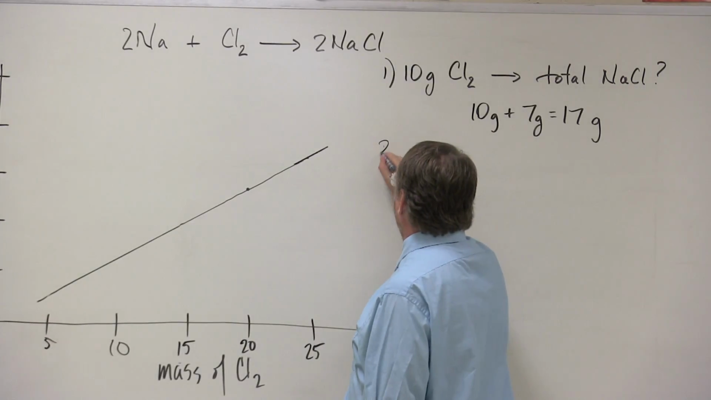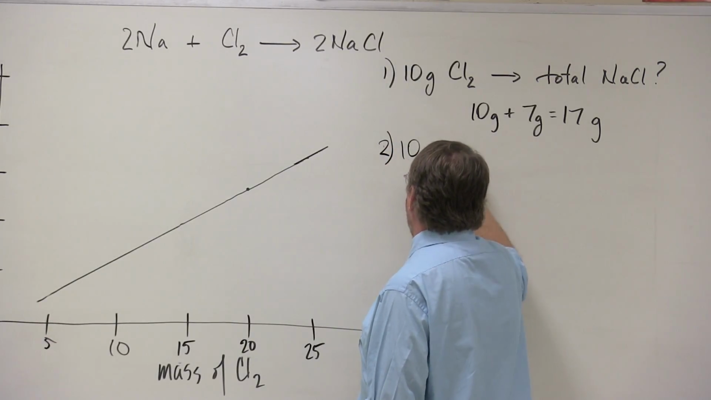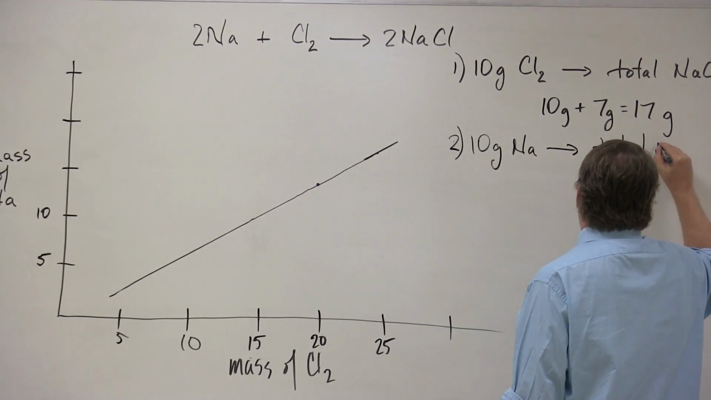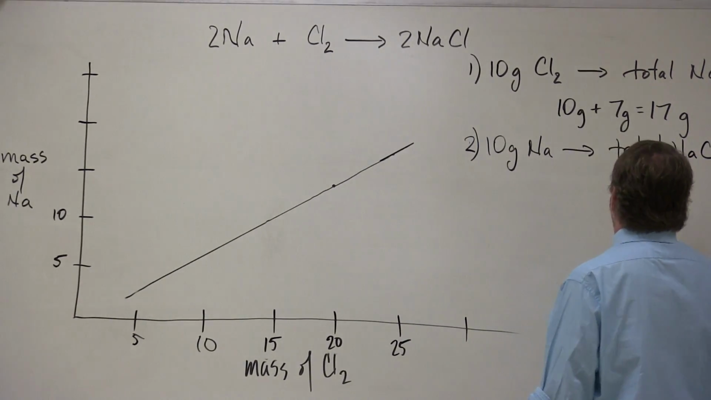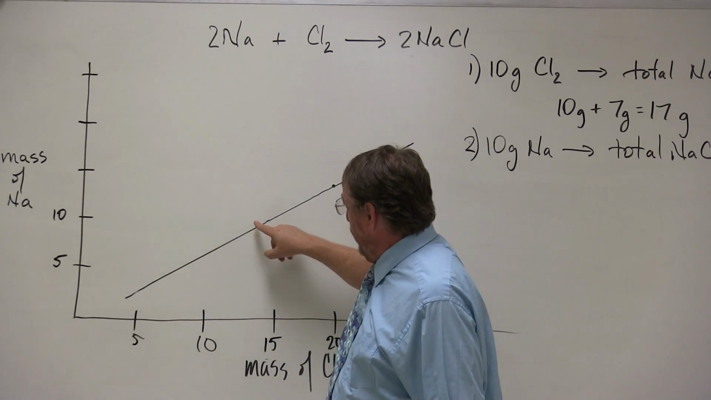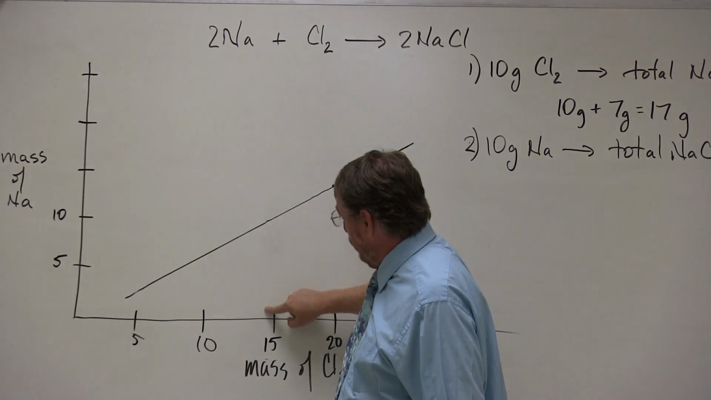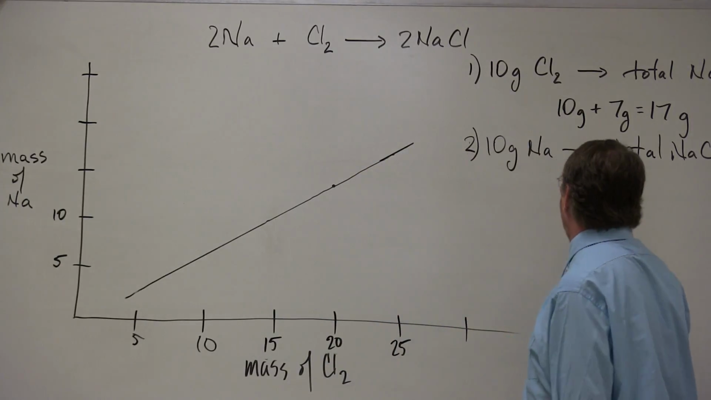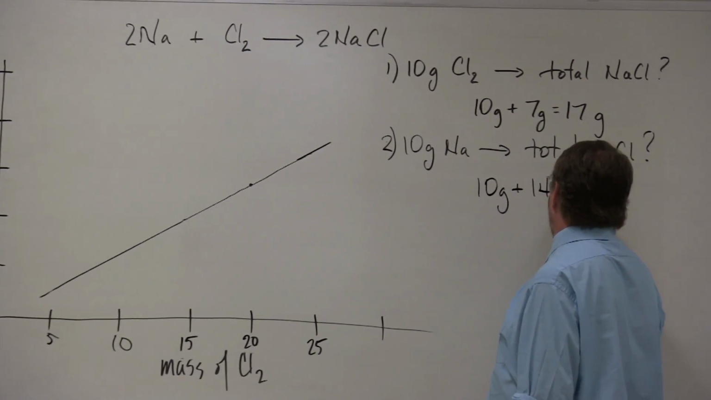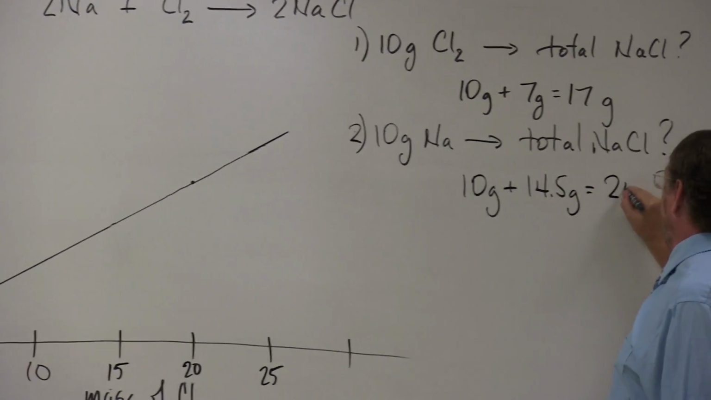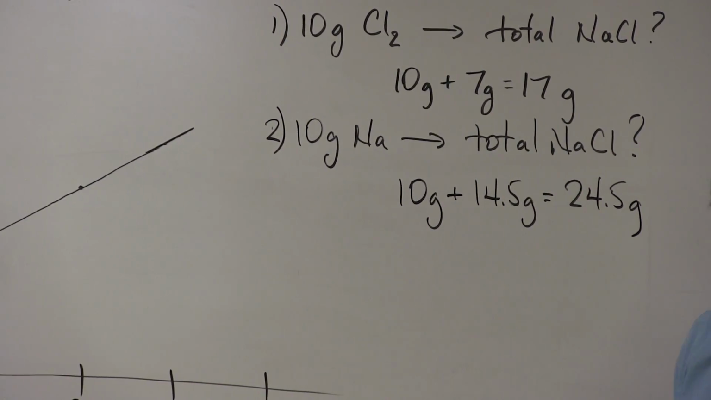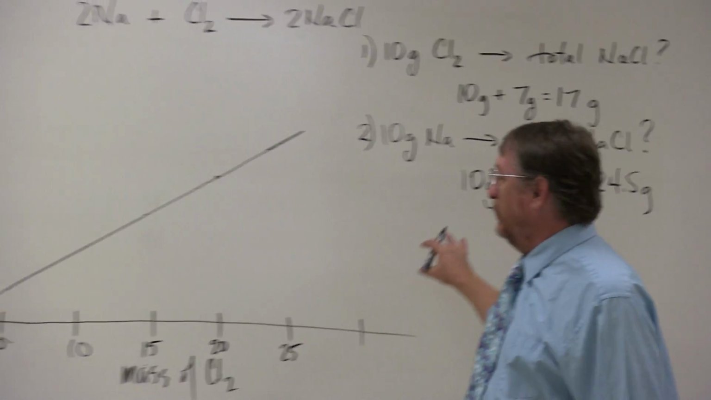If I go to my next one, I say, okay, what about 10 grams of sodium? If I use 10 grams of sodium, what is the total mass? Well, now I'm going to come over here to the mass of sodium, come across, and hit somewhere about right here, come down about 14.5 grams. So my 10 grams of sodium plus 14.5 grams of chlorine equals 24.5 grams. Probably not to that precision, maybe 25, but it's definitely something we can use.